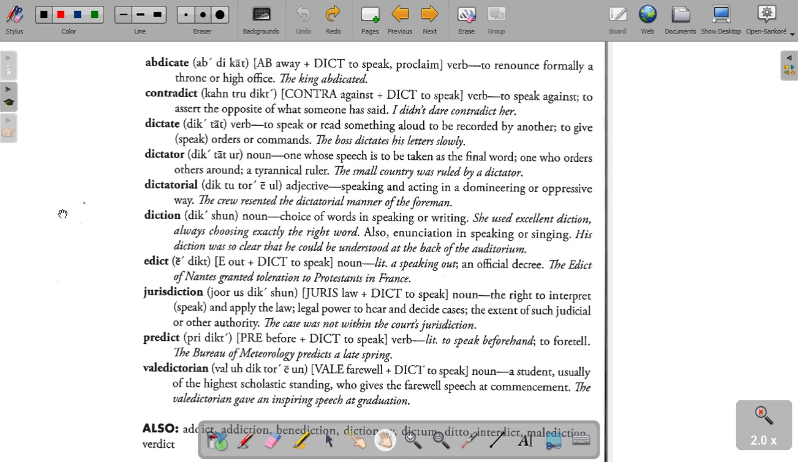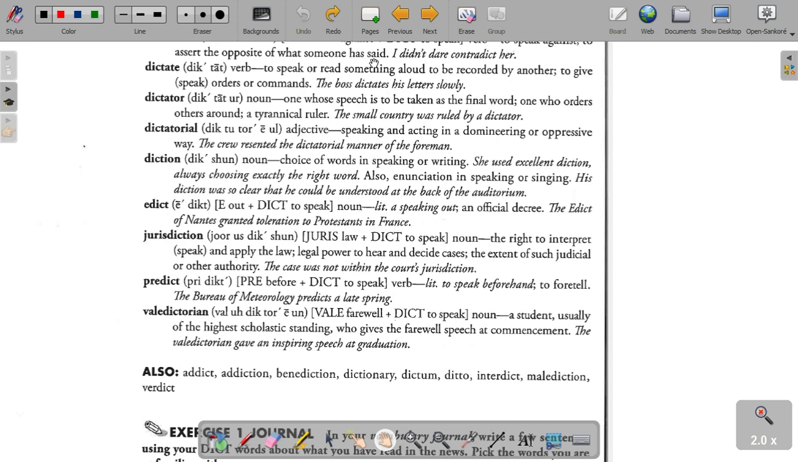All right, abdicate. Abdicate literally means to speak away, so to renounce formally, so to give up basically a throne or high office. So the king abdicated his throne. The CEO abdicated his position in the company, whatever that might be. Contradict, contra means against, plus dict, which means to speak. So to speak against or to assert the opposite of what someone has said. I didn't dare to contradict her.